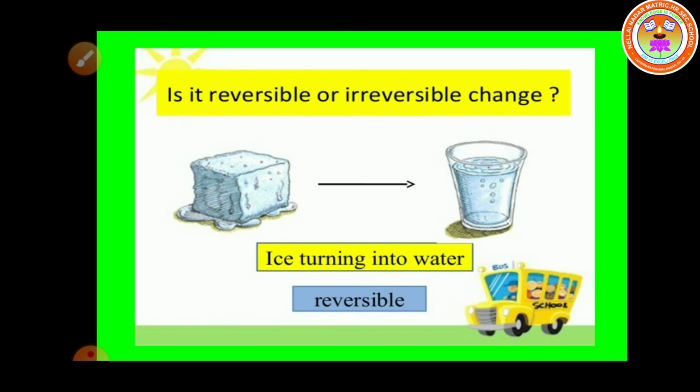Okay students, next I ask the question: ice turning into water, is it a reversible or irreversible change? Reversible change. Why is it called reversible change? Because once the ice melts into water, we can take the same water and freeze it, and the water changes into an ice cube again. Ice cube melting gives water, water cooling gives ice. So that process is reversed in nature. So this change is called reversible change.